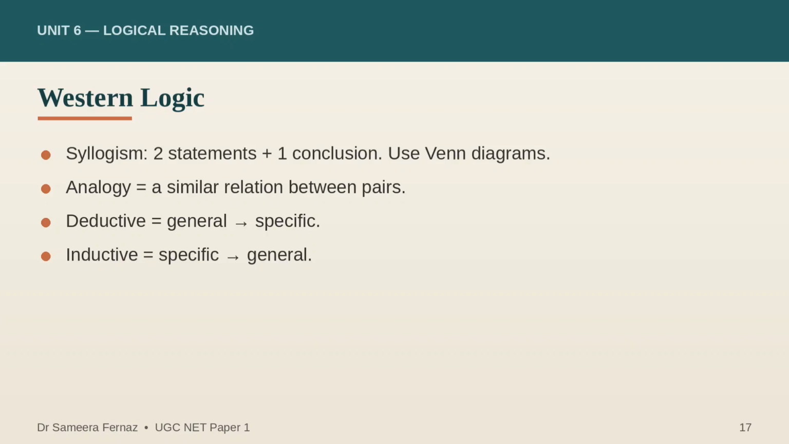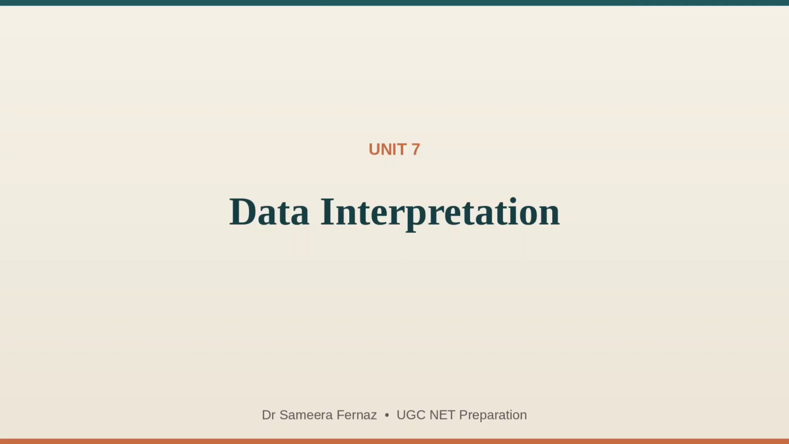Also remember the difference between deductive and inductive reasoning. Deductive reasoning goes from a general rule to a specific case. Inductive reasoning goes from a specific example to a general rule. A simple trick: deductive goes down from big to small. Inductive goes from small examples to a big rule.